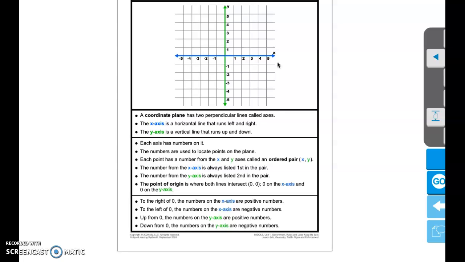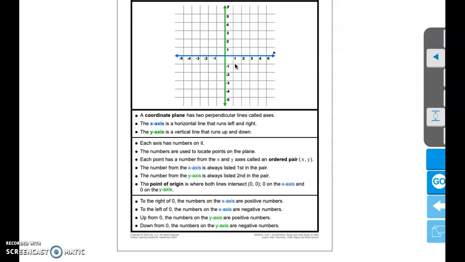So coordinate planes. That is when we have two perpendicular lines called an axis. So this is the y and this is the x. Okay, so remember these are perpendicular because they cross. If there were two lines next to each other that never cross, those would be called parallel lines. So the x-axis runs right and left, left and right. It goes this way, and the y-axis goes up and down.